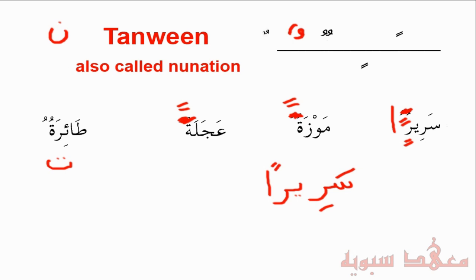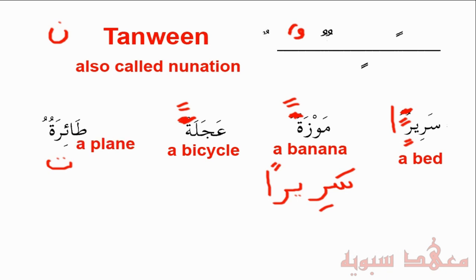Finally, just the meanings of these words. So sarir with the tanween is a bed. So mawzatun is a banana. Ajalatun is a bicycle. And ta'iratun is a plane. That completes the lesson. Walhamdulillahi Rabbil Alameen.